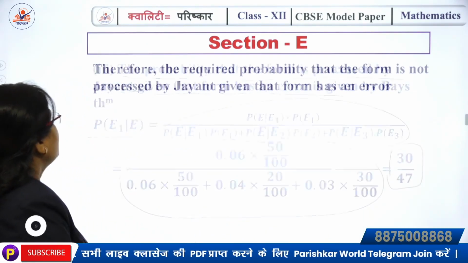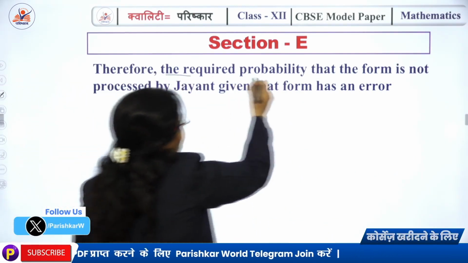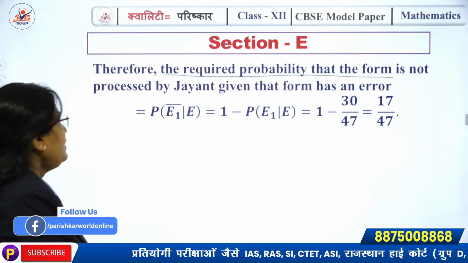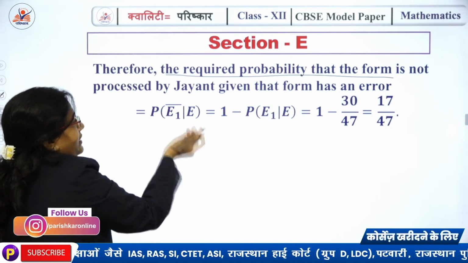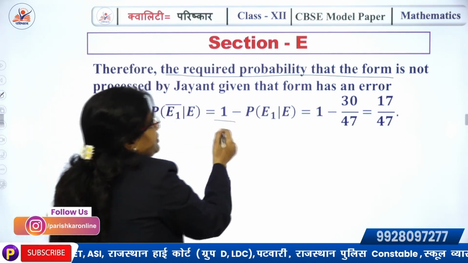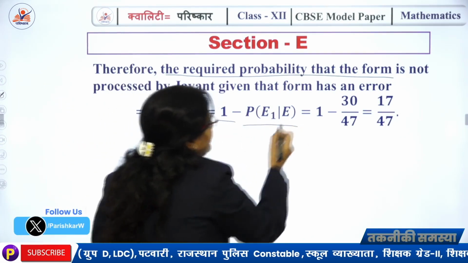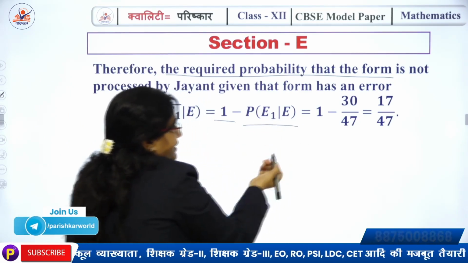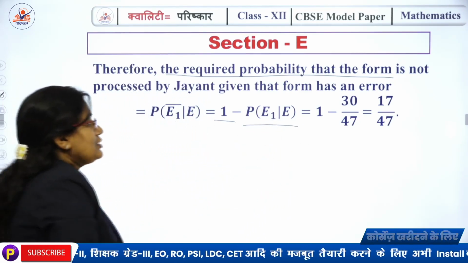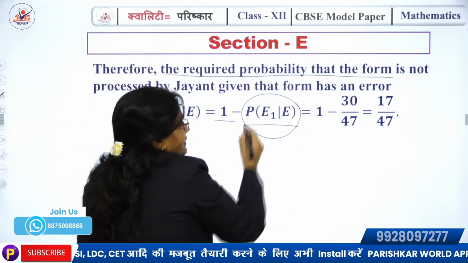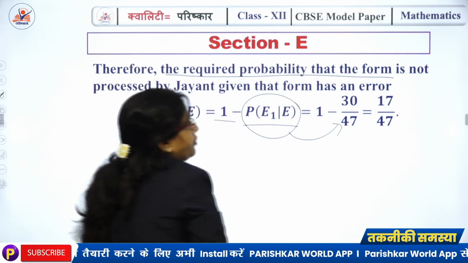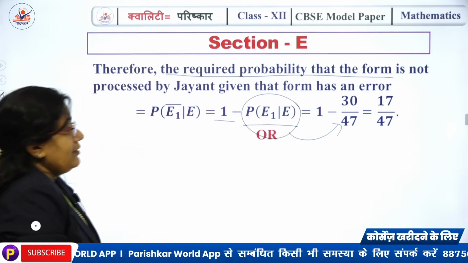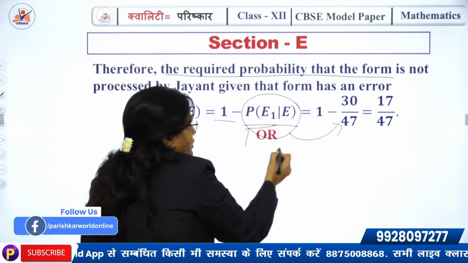Again, students, therefore the required probability that the form is not processed by Jayant given that form has an error, we will get probability of E1 bar by E is equals to 1 minus, that means total probability minus probability of E1 by E, means the probability that the processing the forms by Jayant and committing an error, is equals to 1 minus, we have calculated this term in previous slide, that is 30 upon 47. After calculating, we get 17 upon 47. Now we have an internal choice also in this question. Come to that part.